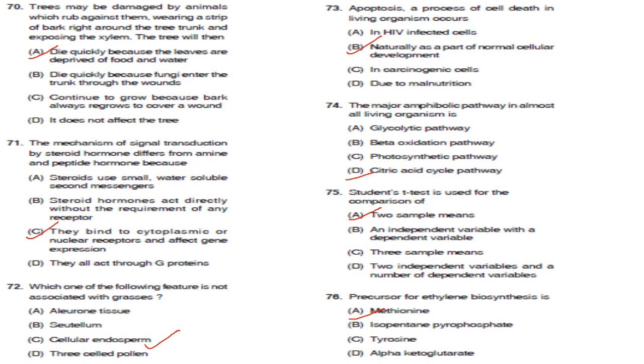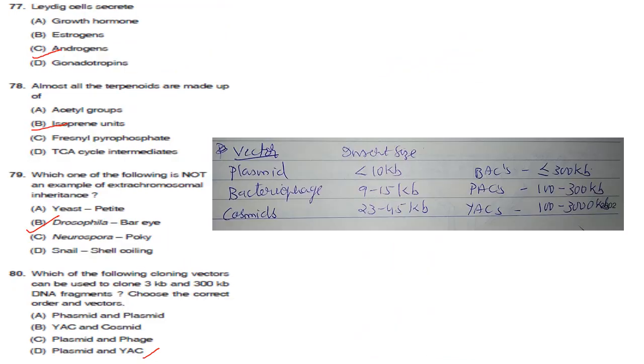Then student t-test is used for the comparison of two sample means. Answer is option A. Then precursor of ethylene biosynthesis is methionine. Answer is option A. Then next one. Leydig cells secrete androgens. Answer is option C. Then almost all terpenoids are made up of isoprene units. Answer is option B. Then which one of the following is not an example of extrachromosomal inheritance?